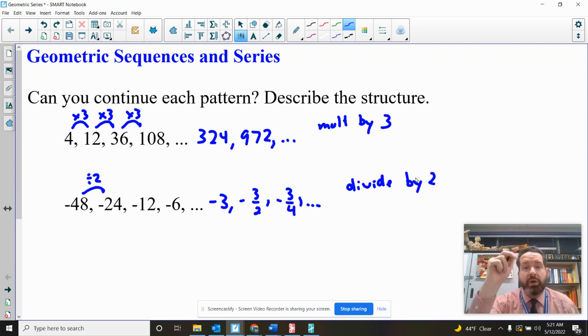But I need you to know that dividing by 2 is the same thing as multiplying by the reciprocal of 2, multiplying by 1/2. So numbers get larger if you multiply by a number bigger than 1. Your terms in the sequence get smaller if you multiply by a number less than 1. Just so you know, you're allowed to multiply by negatives as well. What matters for a geometric sequence or series is that you're multiplying by the same number each and every time. Big, small, positive, or negative.